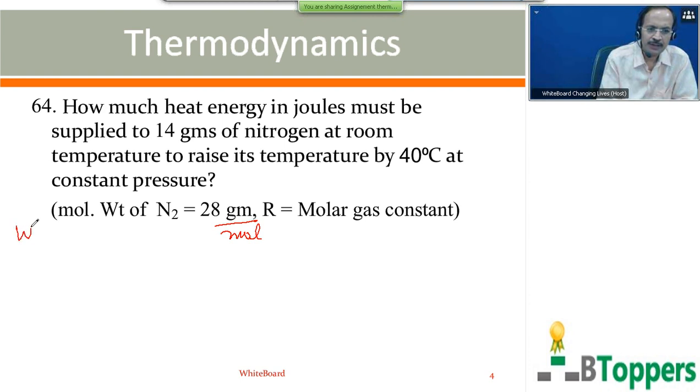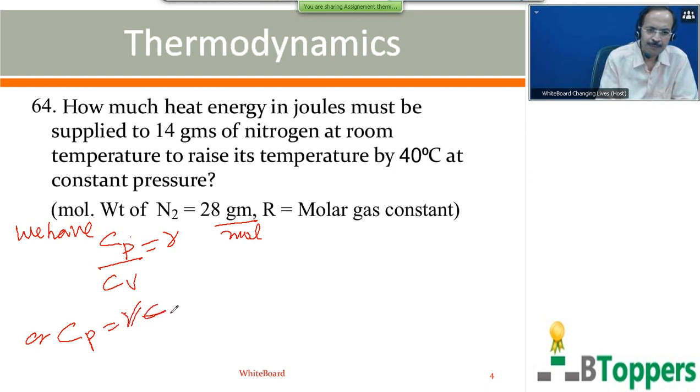So we have molar specific heat at constant volume. We can write Cp by Cv equal to gamma, and Cp equal to gamma into Cv. Cv, the molar specific heat at constant volume, you can write as R by gamma minus 1.